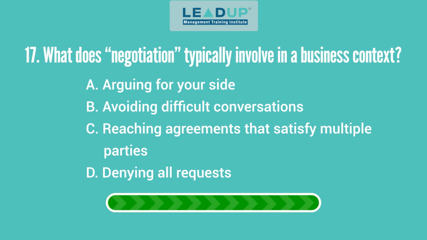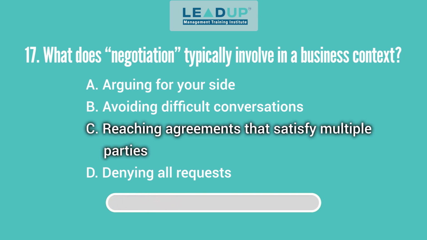Question 17. What does negotiation typically involve in a business context? A. Arguing for your side. B. Avoiding difficult conversations. C. Reaching agreements that satisfy multiple parties. And D. Denying all requests. The answer is reaching agreements that satisfy multiple parties.